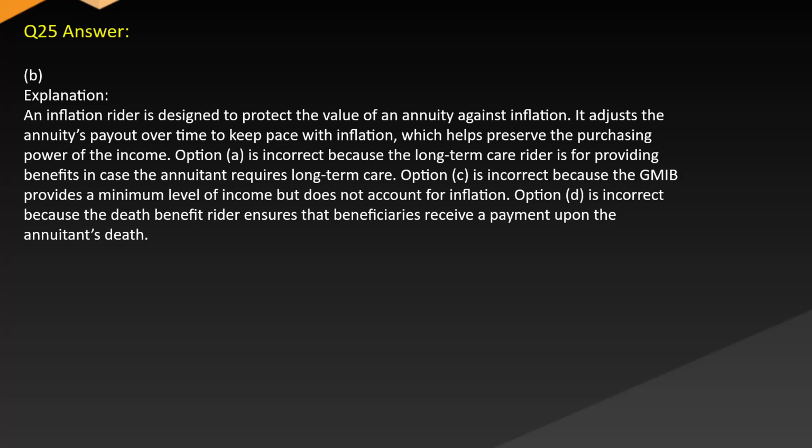Option C is incorrect because the GMIB provides a minimum level of income but does not account for inflation. Option D is incorrect because the death benefit rider ensures that beneficiaries receive a payment upon the annuitant's death.